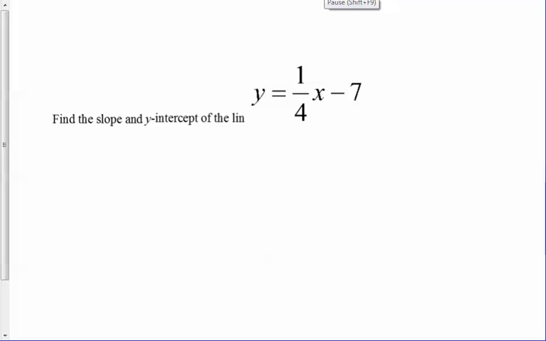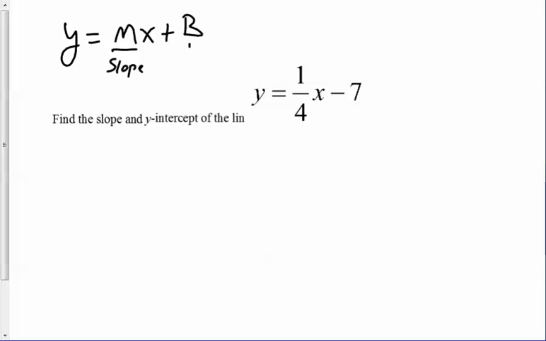Okay, so what we're talking about today in this one is the slope intercept form of a line, which is y equals mx plus b, where m is the slope of the line and b is the y-intercept. Now we talked about what the y-intercept was in class before.